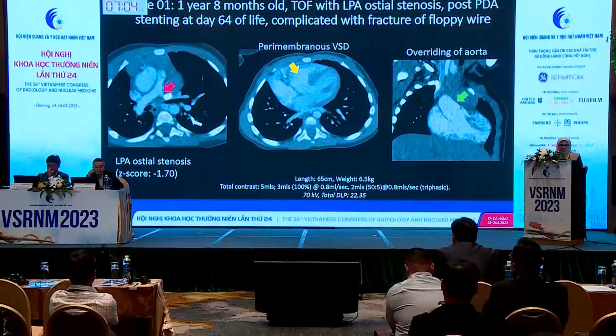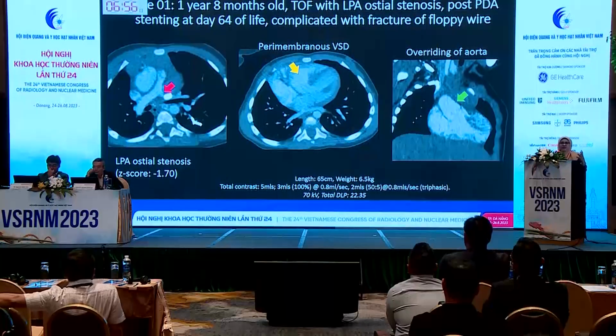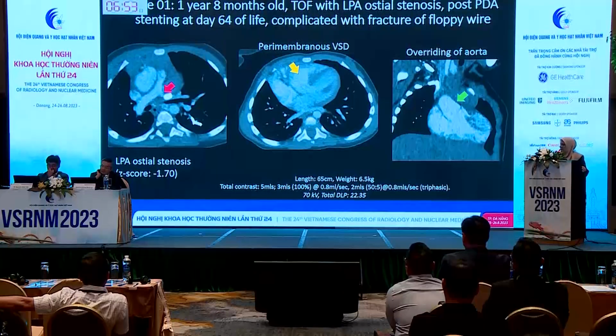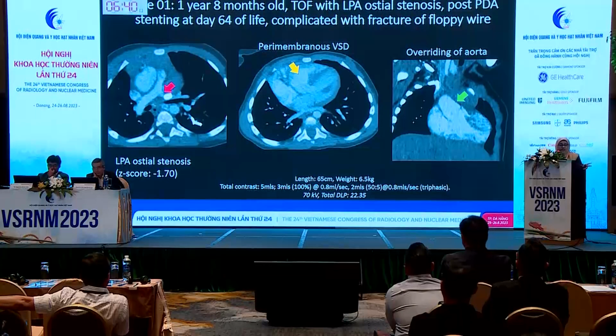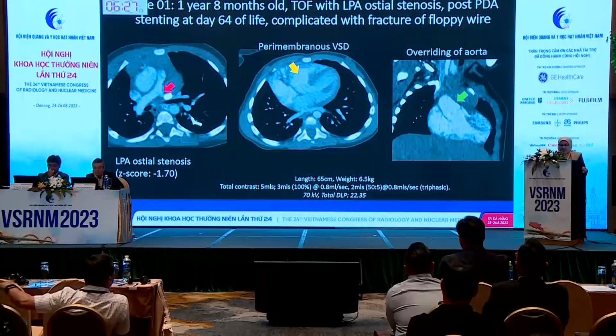But the issue here is that the cardiologist came to us and asked, we wanted to see the stenosis at the LPA because the echo cannot give us that answer. Initially I was not really willing to accept doing this assessment. But because they could not find the answer, we did a CT. And it turned out that yes, there's ostial stenosis at the LPA. And the other structures I'm showing here are all within the spectrum of tetralogy of Fallot, which are perimembranous VSD and also overriding aorta.